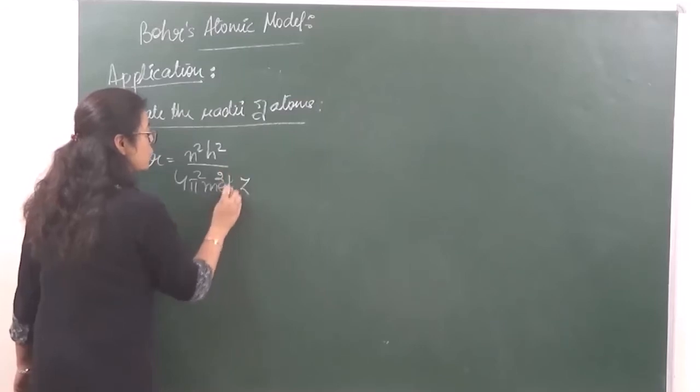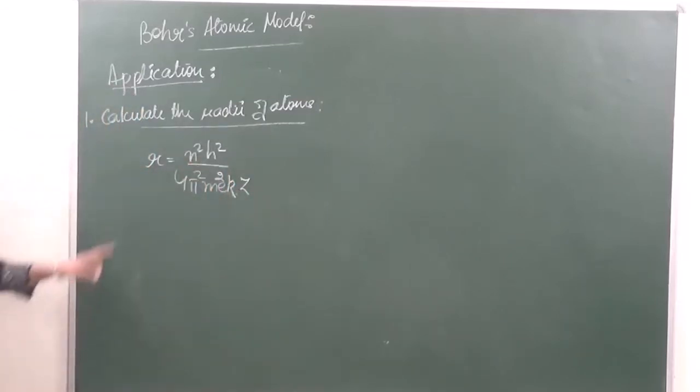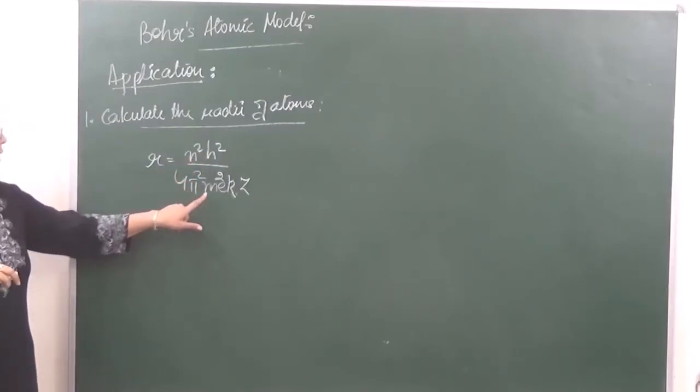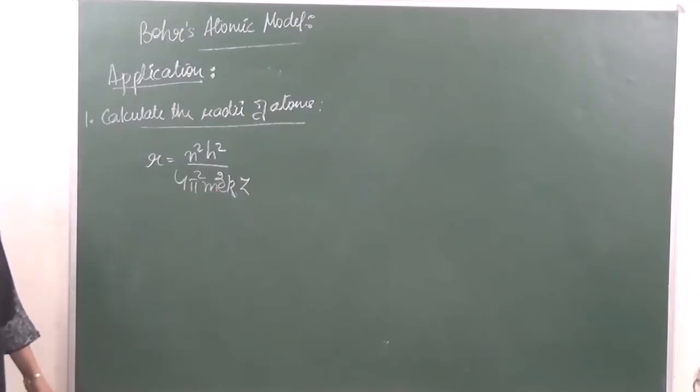So what does everything denote over here? h is the Planck's constant. The value of pi we know is 3.14. m is the mass of the electron. e is the charge on the electron. Z is equal to the atomic number. And k over here is what? I have forgotten. Wait, let me see. They have not given it, that is why I have forgotten.